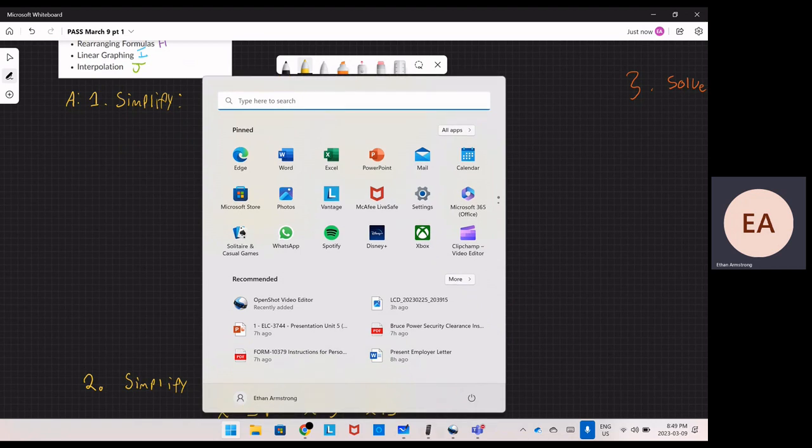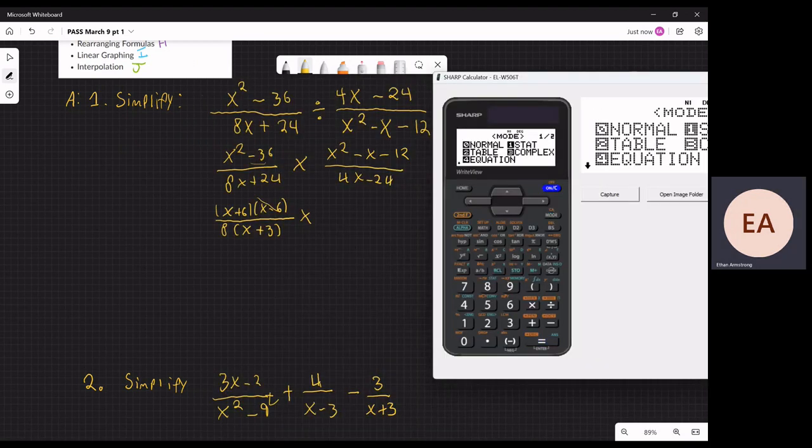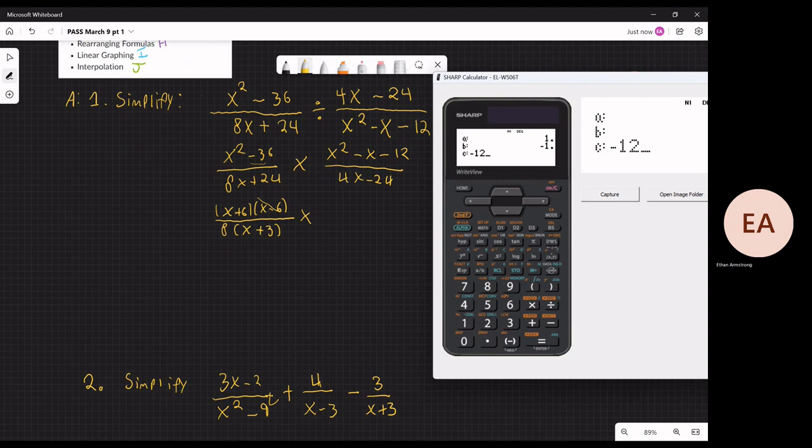But we can also pull out the calculator. I've already done it here. If you hit mode, number 4 for equation, number 2 for quadratic, and then enter 1 for the coefficient of the x squared, negative 1 for the b value, which is negative x, and finally negative 12 for the c value, and hit equals. It'll give us x equals 4 and negative 3.